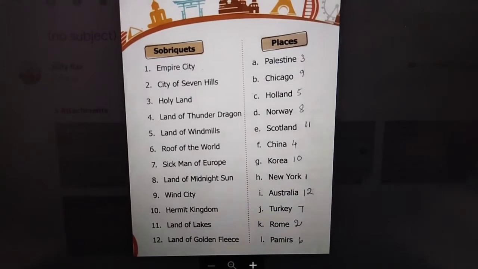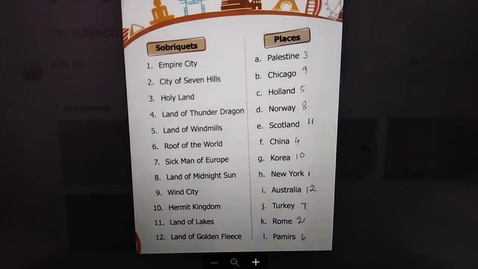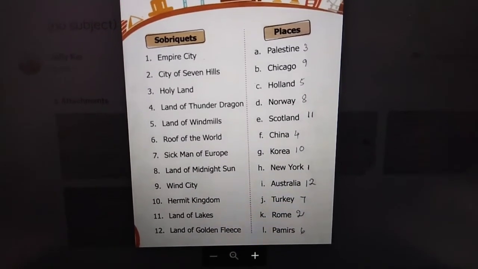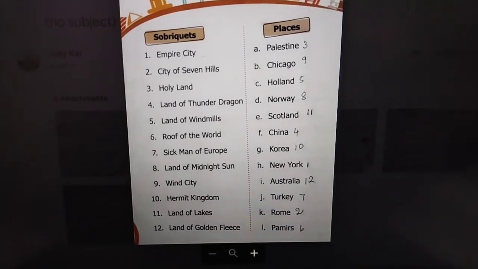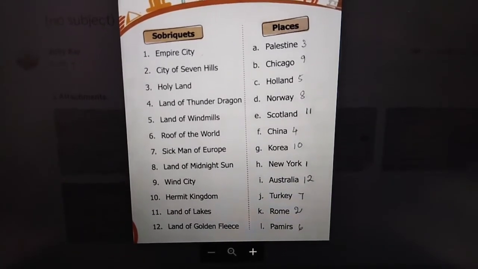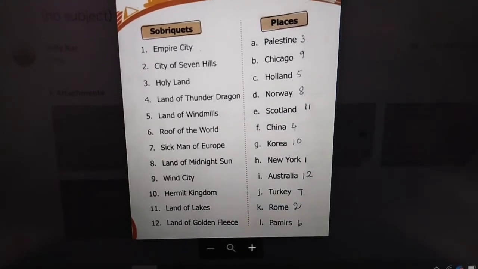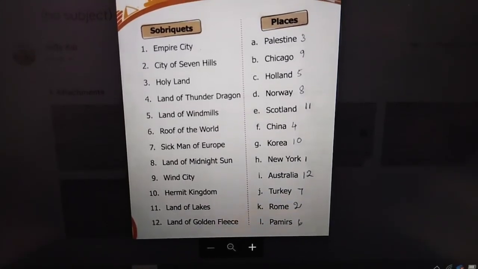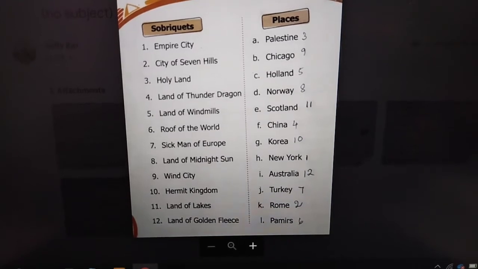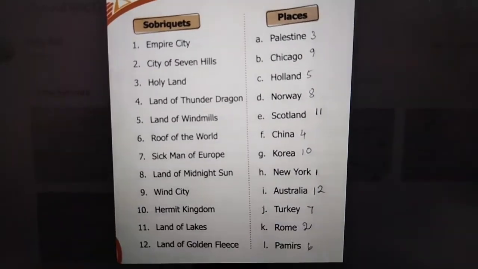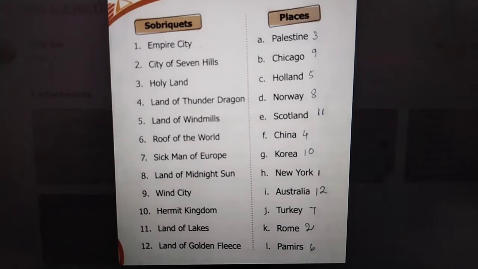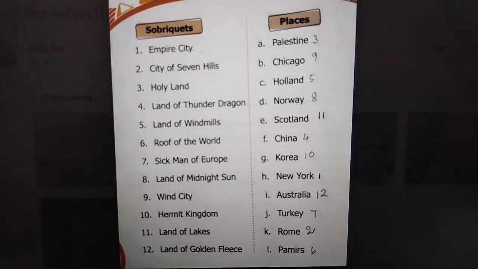Number two, City of Seven Hills. The answer is Rome. Holy Land. The answer is Palestine. Number four, Land of Thunder Dragon. The answer is China. Number five, Land of Windmills. The answer is Holland.